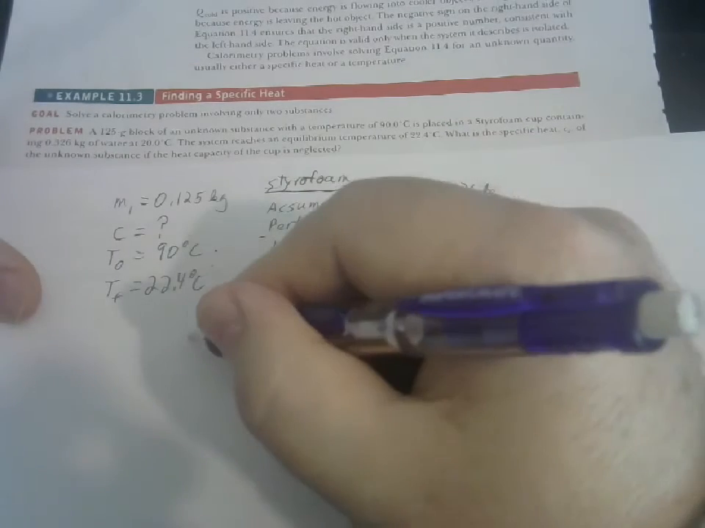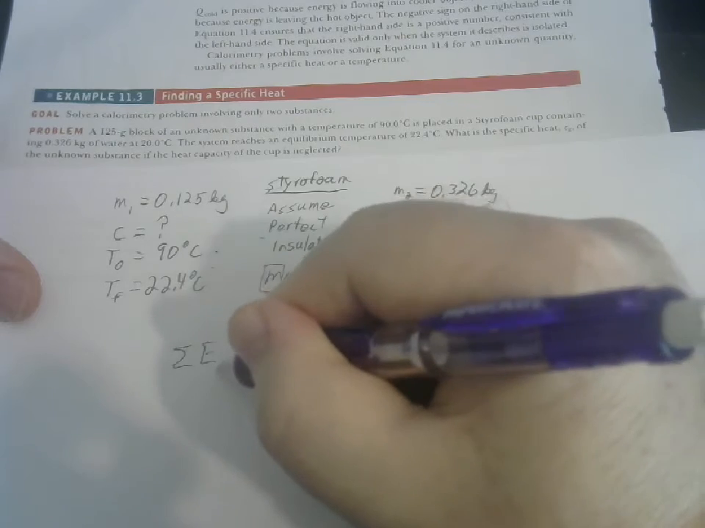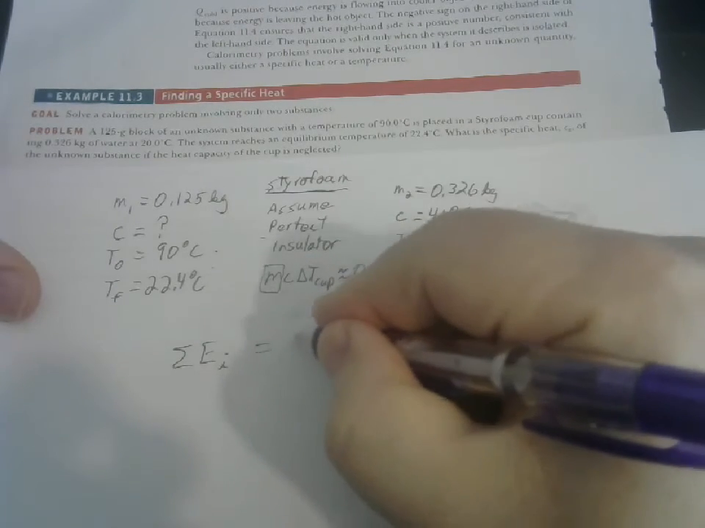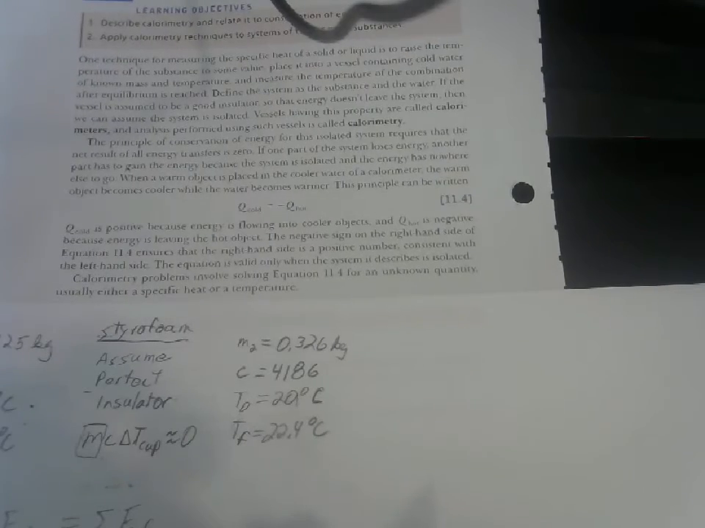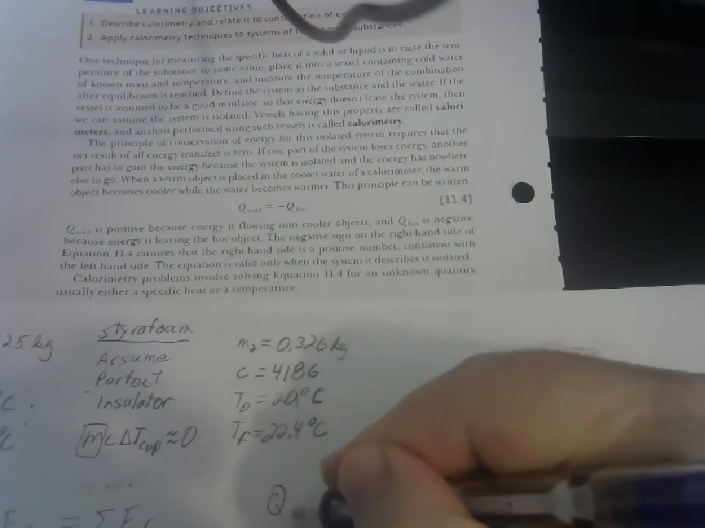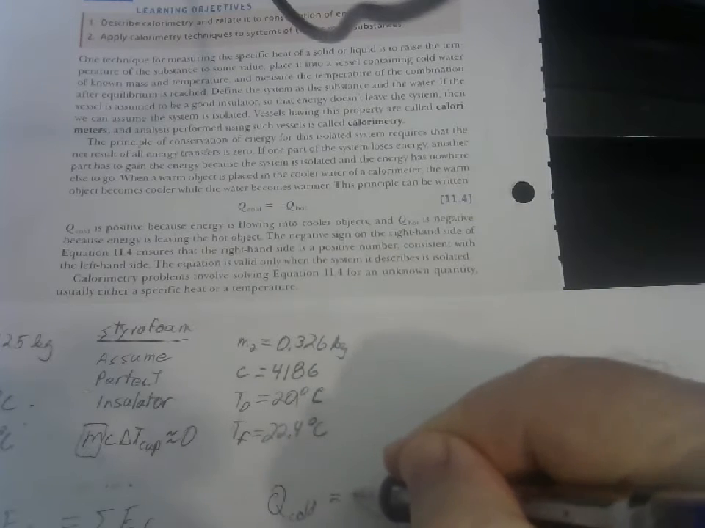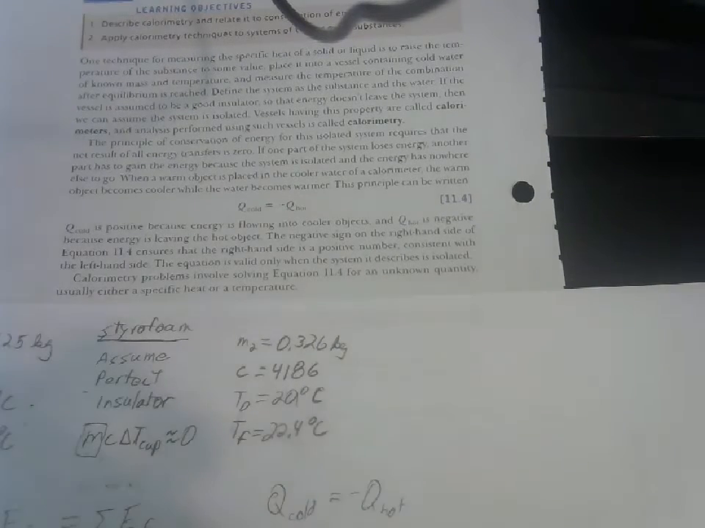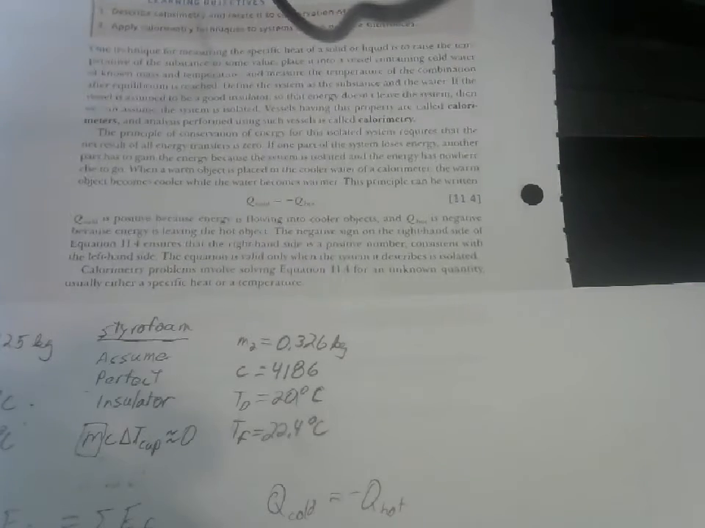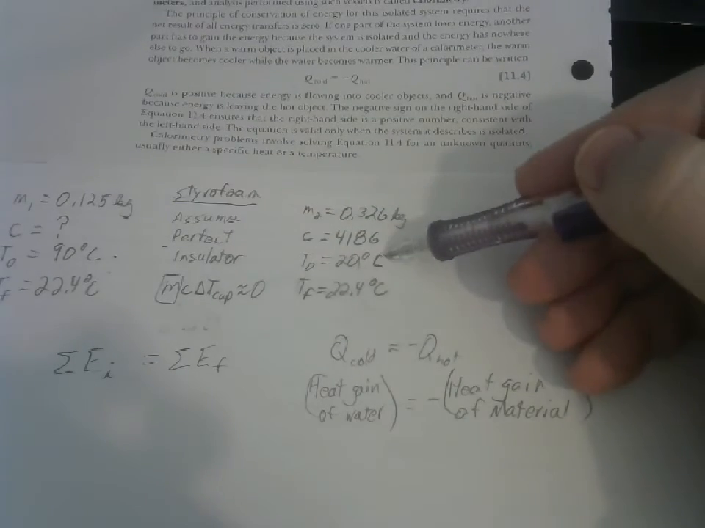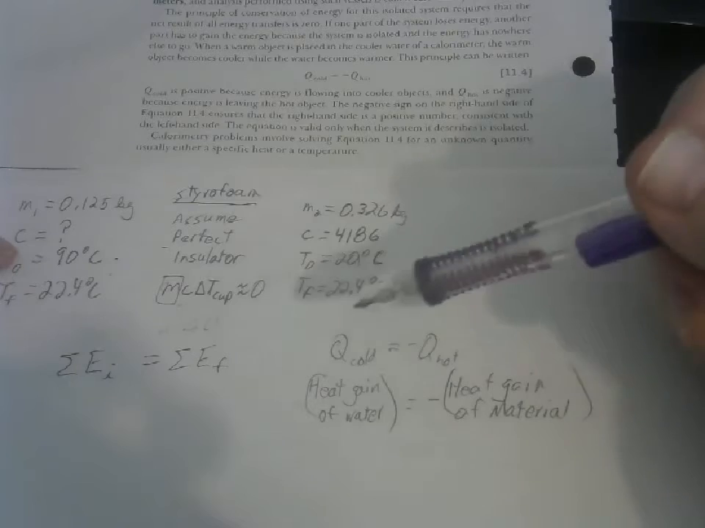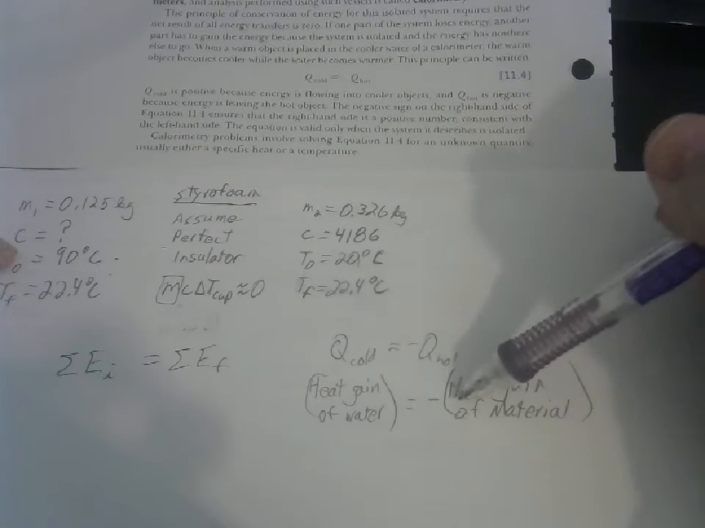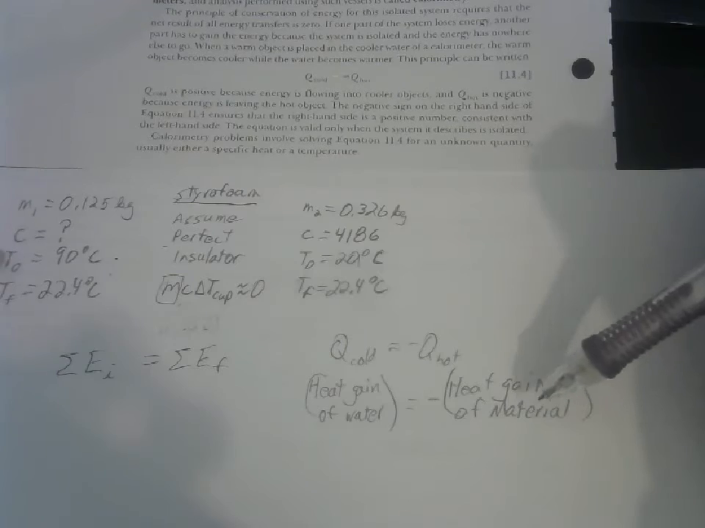Now there's a couple of ways we could do this problem. One is that the sum of the energies initial equals the sum of energy final, or we could do it the way they suggest, that the heat of the cold, Q cold, equals negative Q hot. And how do they describe Q cold and Q hot? Well, the water starts at 20 degrees while the mystery material starts at 90 degrees. So they're saying the heat gain of the water is equal to negative of the heat gain of the material.